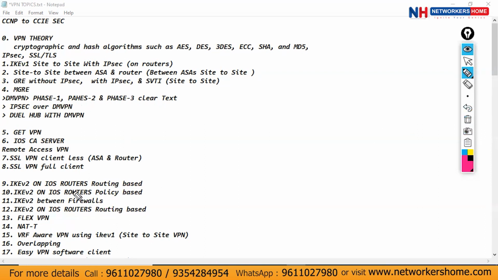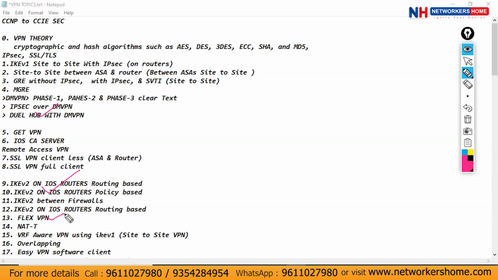Actually, you can see here, right? IKEv2 on routers, IKEv2 site-to-site, again policy-based or routing-based between the firewalls. We have a separate type of IKEv2 VPNs. We do have IKEv2 related VPNs. But what is special about Flex VPN? See, in short, I'm telling you right now. Here, when you are doing a DM VPN, you'll have a separate set of configurations. Here, when you'll do IKEv2, you'll have a separate set of configurations.